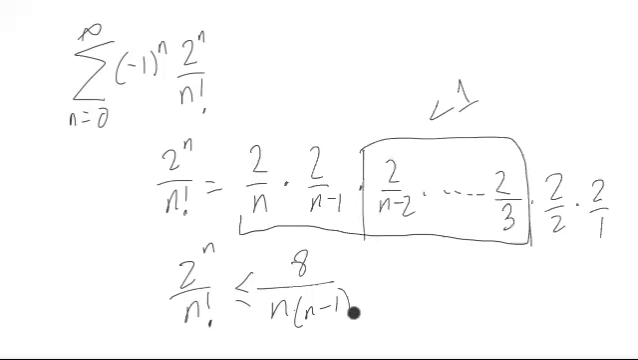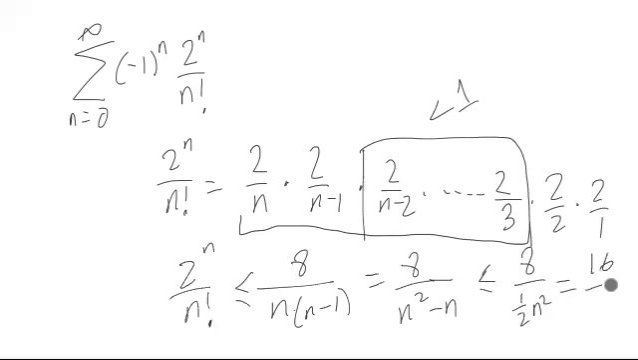So since it's bounded above by this, and this is 8 over n squared minus n, we know that this is greater than or equal to 8 over a half of n squared, since we want this guy to be smaller than this, right? And eventually, 1/2 of n squared is going to be smaller than n squared minus n, because n is very negligible compared to n squared. So this is okay. Then that's going to be 16 over n squared.